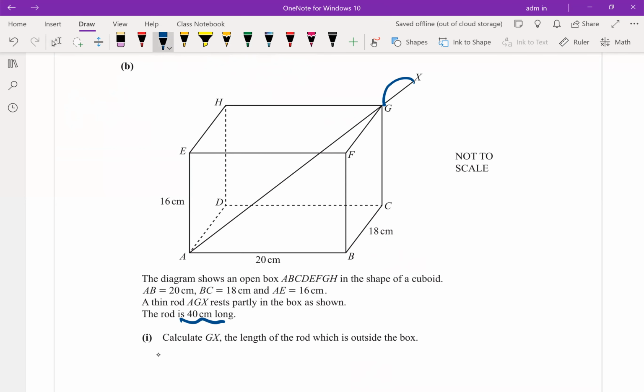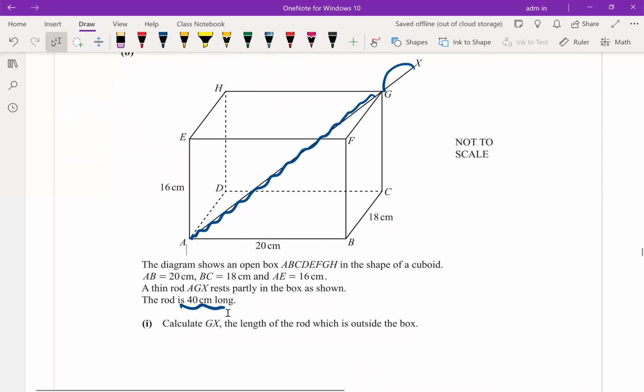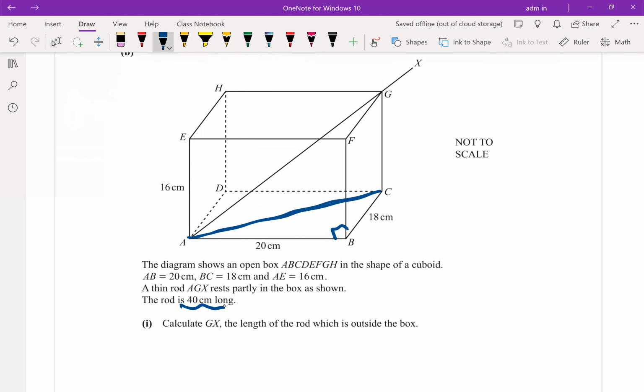You have to find what first? AG, the length of the diagonal of the cuboid. Who is ready for explaining how to get AG? Bravo. You have to find first AC. How? Apply Pythagoras theorem. AC squared is equal to 20 squared plus 18 squared. You can keep it exact and keep it AC squared.